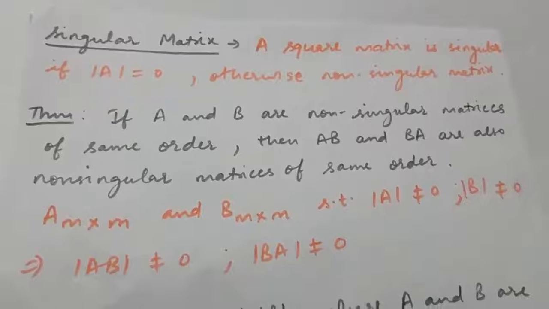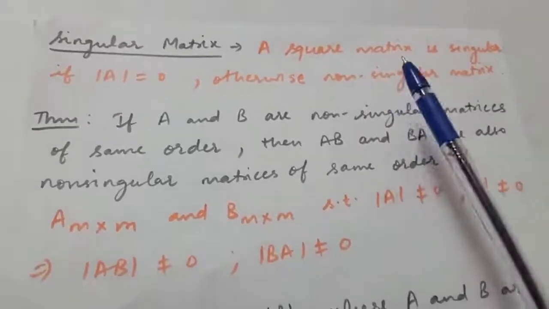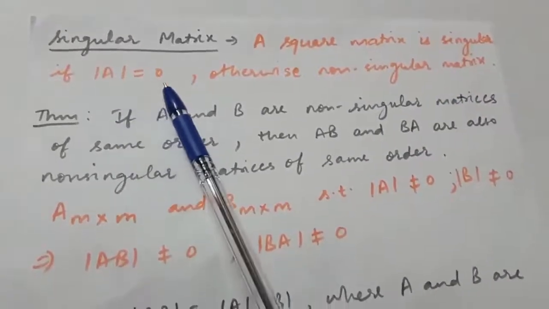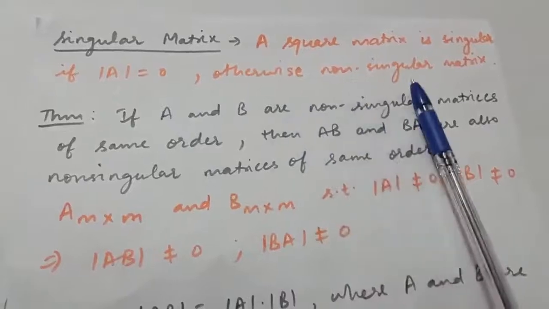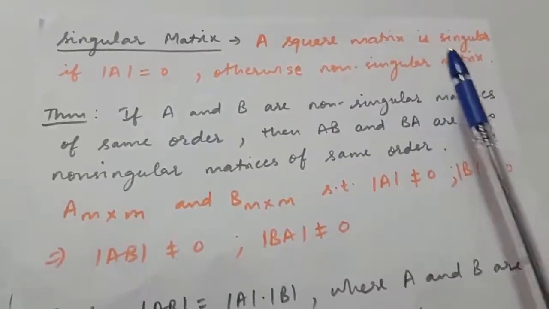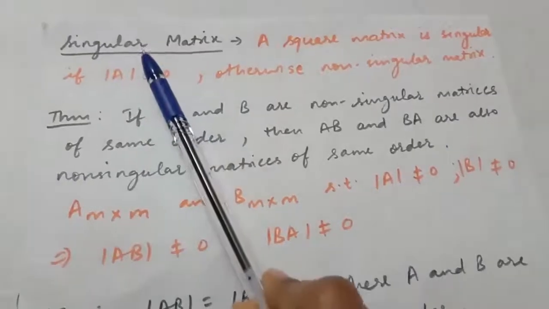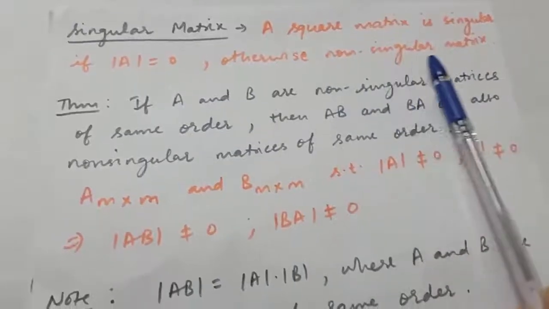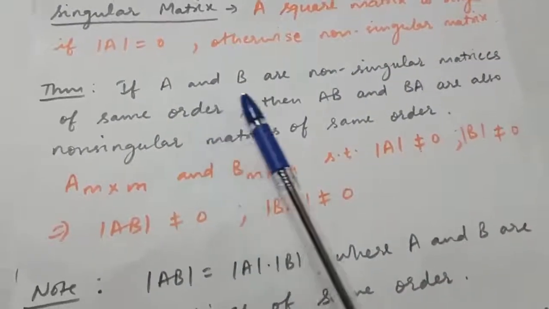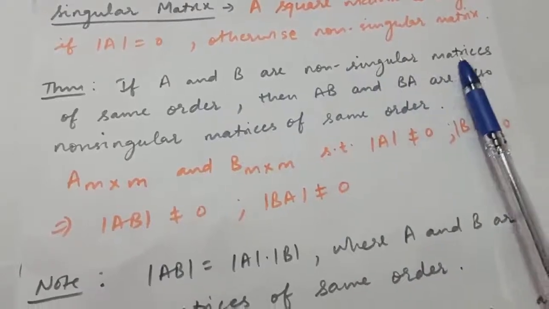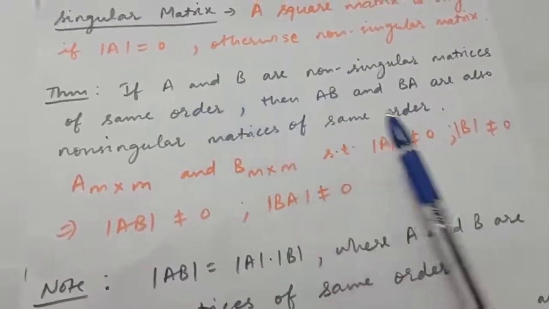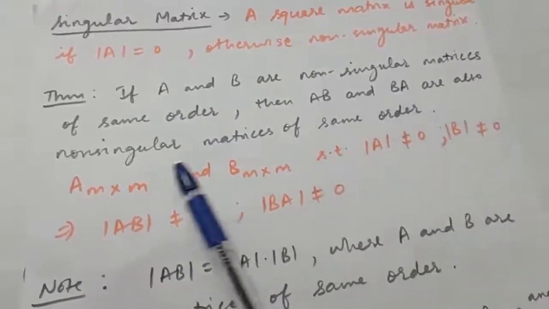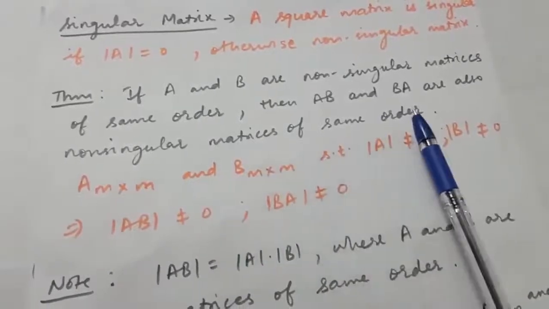Now the next is singular matrix. A square matrix is said to be singular if determinant of A is equal to 0. Otherwise it is called a non-singular matrix. So if a matrix's determinant is equal to 0, then it is singular, and if the determinant is not equal to 0, then it is a non-singular matrix. Now the theorem is: if A and B are non-singular matrices, that is, determinants of A and B are not equal to 0, then AB and BA are also non-singular matrices of the same order.